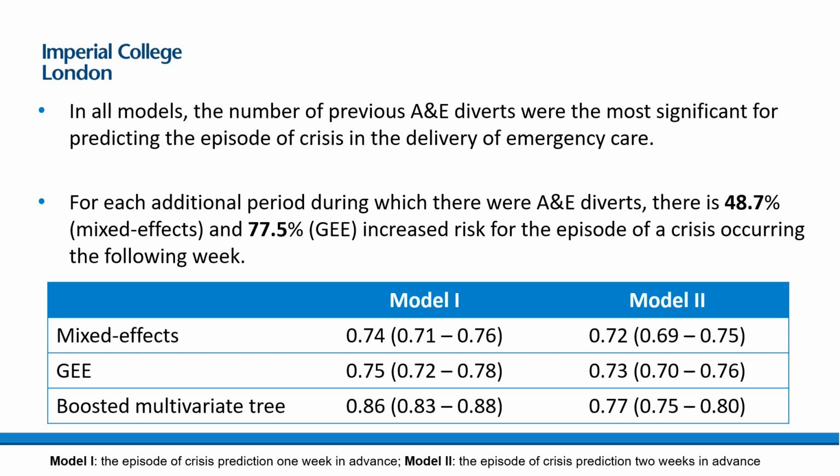The table represents the model performance. The results present the pooled C-statistic using the leave-one-out cross-validation technique. We can see that generalized estimating equation and mixed effects models perform similarly, while the boosted multivariate trees method outperformed both methods.